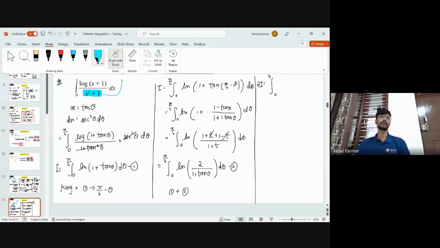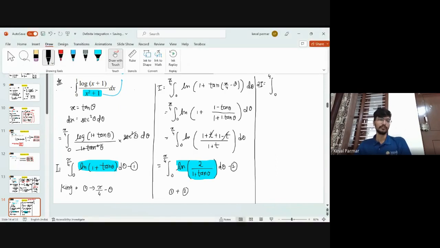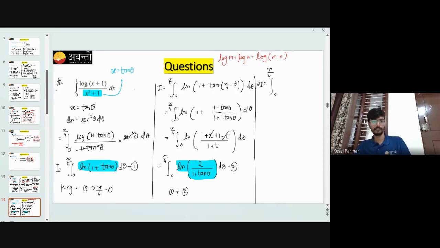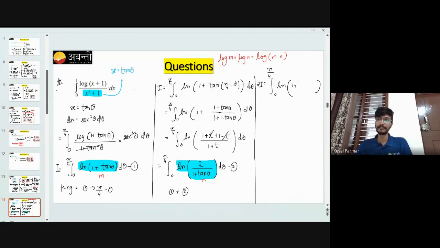Now let's check your log. Here, if I add this ln plus ln, do you remember the log property of log plus log? What was that property? It was log of m plus log of n, then I'll get log of m into n. So here, this is m, this is n. That means I'll get the multiplication of those two. So ln 1 plus tan theta into 2 upon 1 plus tan theta. As you can see, 1 plus tan theta will get cancelled. So I'll get integration 0 to pi by 4 ln 2 d theta.